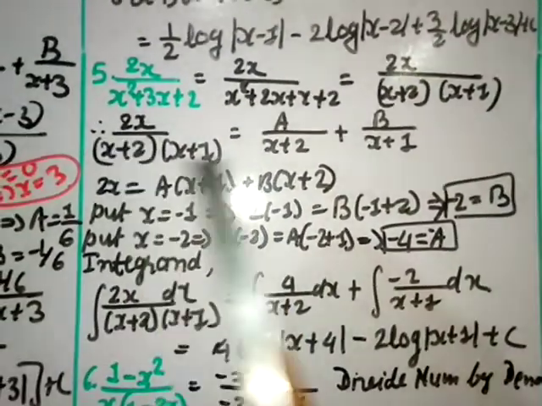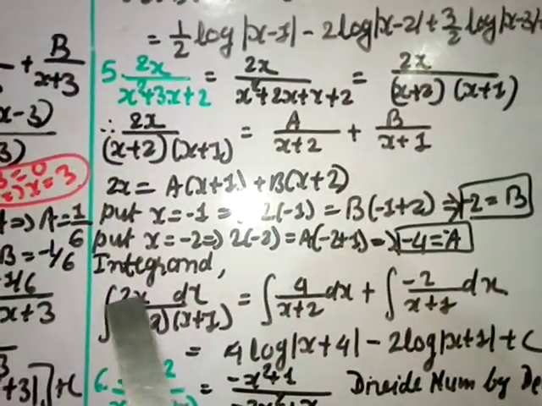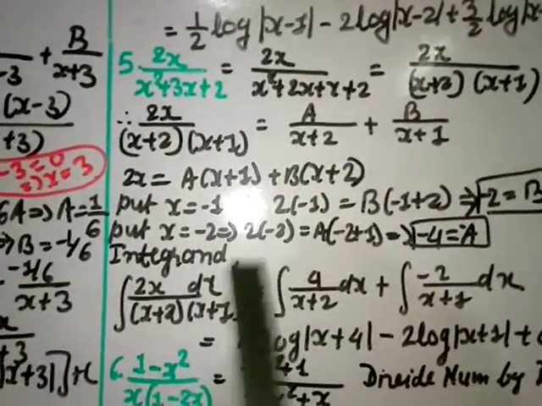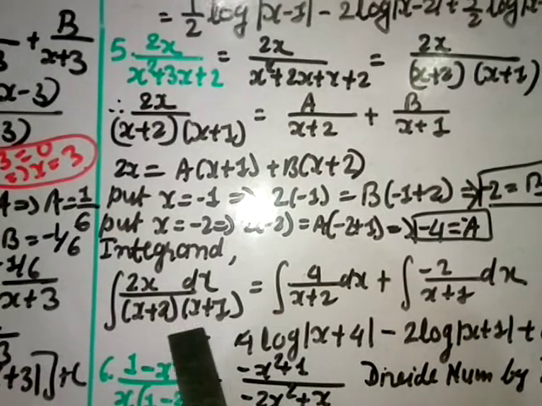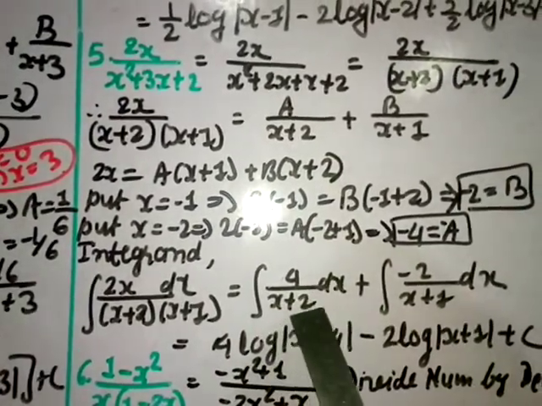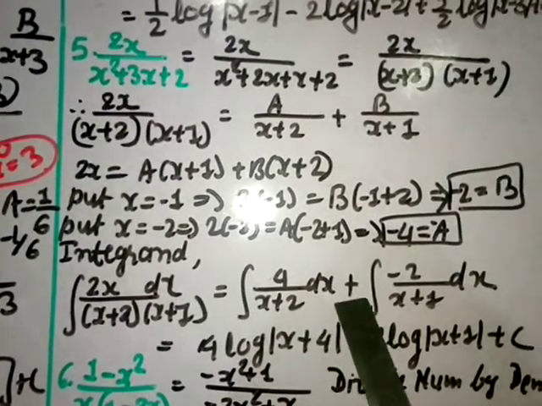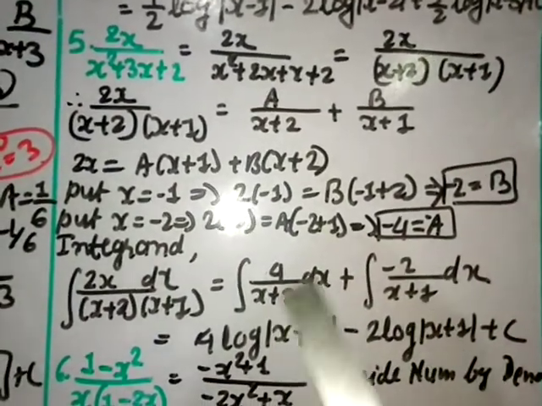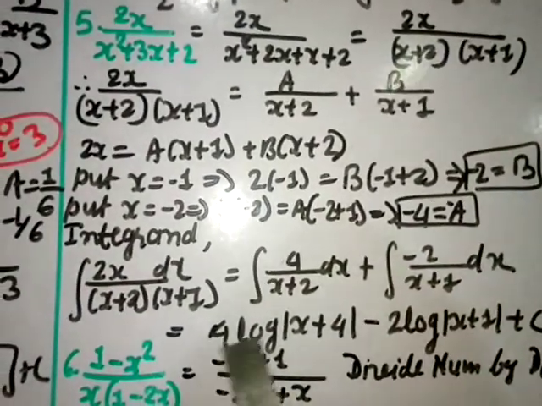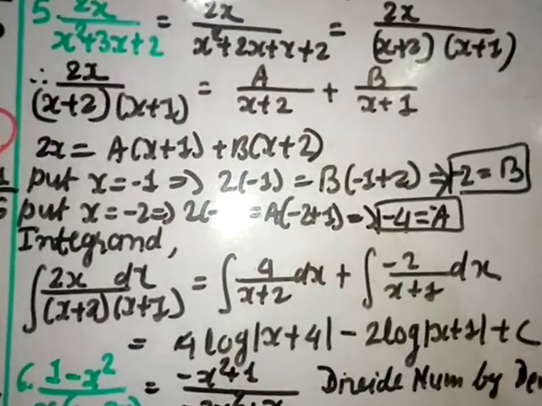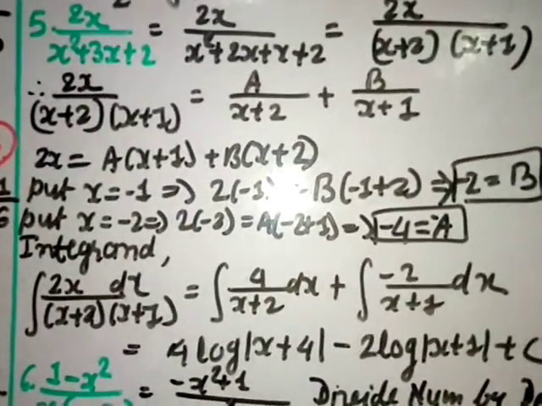Now the integrand, this part. Take this part, the integral, and I am already integrating both the sides. So the integral of 2x divided by x plus 2, x plus 1 dx equals the integral of a value 4 divided by x plus 2 dx plus b is minus 2 divided by x plus 1 dx. All are 1 by x form, so it will be log answer. So 4 log x plus 2 minus 2 log x plus 1 plus c. So that is the answer for question number 5.